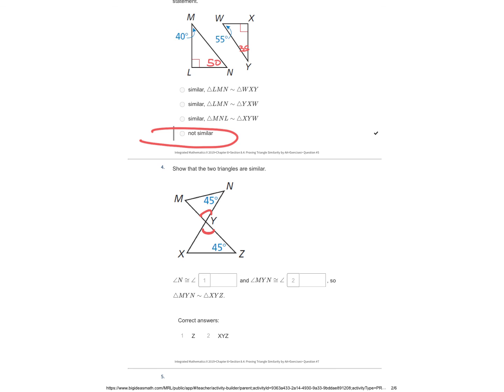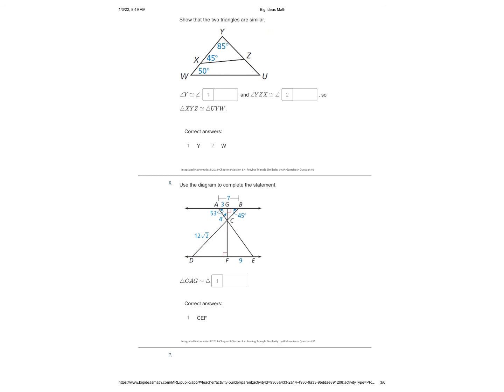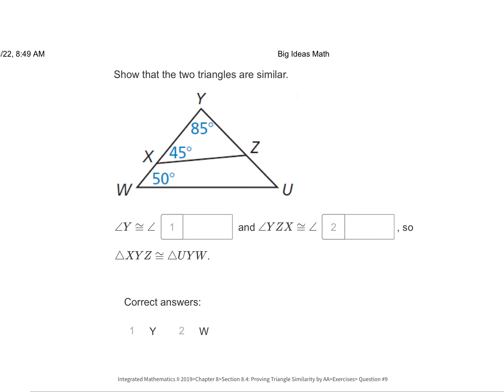Angle N is congruent to angle Z because they're both 45, and then MYN, that's the vertical angle, and it's congruent to the XYZ. So find number 8. Okay, so for number 5, let me zoom in here.